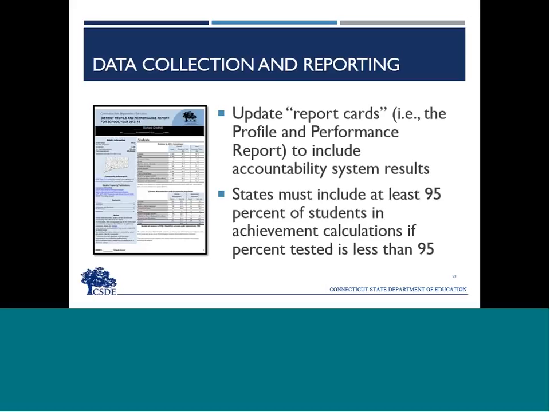ESSA also requires inclusion of accountability results in what they call report cards, which we refer to as our profile and performance reports, or the strategic school profiles. And hopefully by the end of today, the 14-15 profile and performance reports will be on EdSight with those new accountability results, which you already have from last March. So we've caught up to this change as well. ESSA also requires that at least 95% of students be included in achievement calculations. And again, I think with the shift to the SAT and the increased participation, this really won't be too much of an issue for us because we've already hit the participation rate threshold.